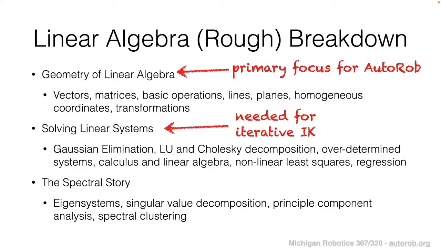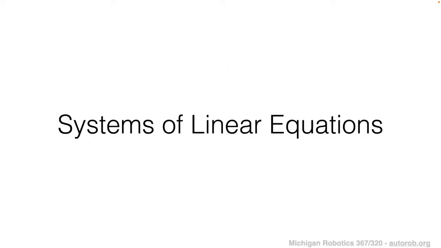And then we'll talk a little bit today, and we'll use just a little bit from what we call the spectral story. There are going to be eigensystems, so eigendecomposition and eigenvalues of matrices, but the primary two are really the first two. So it's particularly the geometry of linear algebra, how linear algebra can represent lines and planes in space and transformations of them, and then how we can solve linear systems.